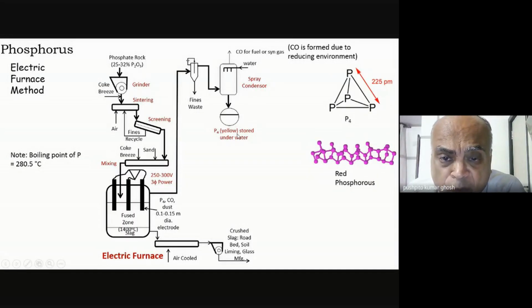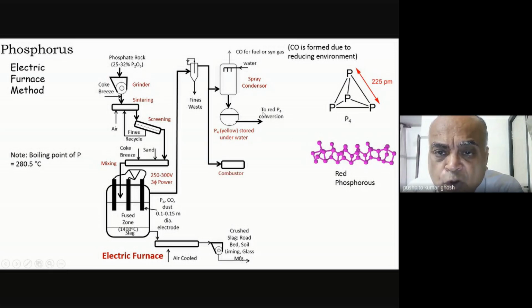The P4 fortunately is not reactive to water. So you can store phosphorus, this yellow phosphorus, underwater. And of course, as soon as you put water, it will also solidify the phosphorus. So that phosphorus is coming here. Now, there is a process known to convert yellow phosphorus to red phosphorus, which I'm not going into. The red phosphorus is the one which is used more extensively.